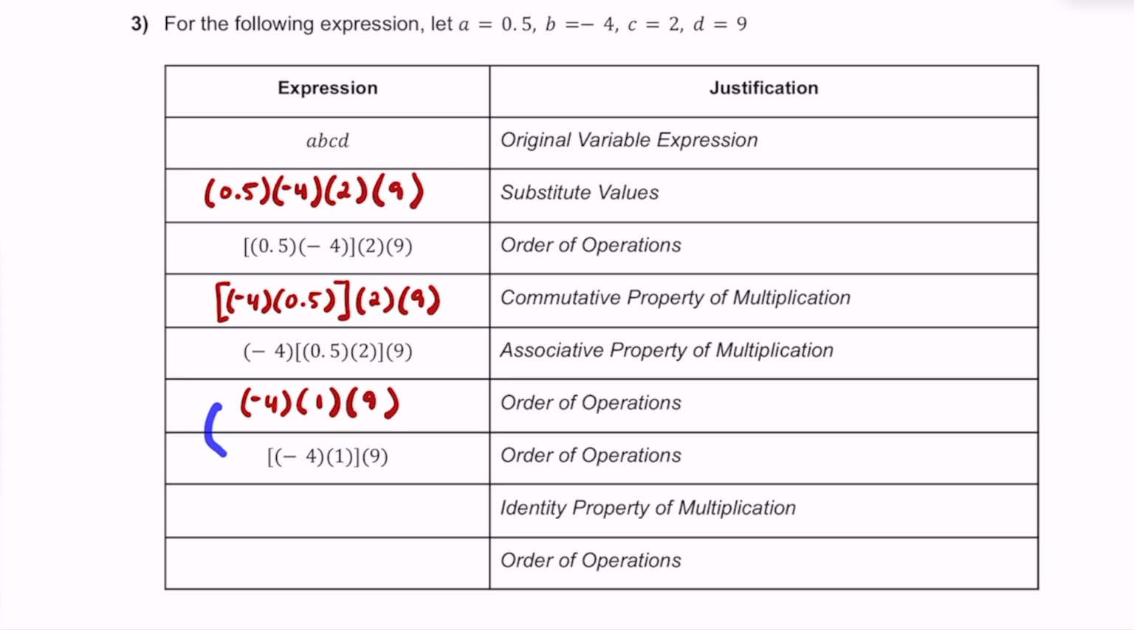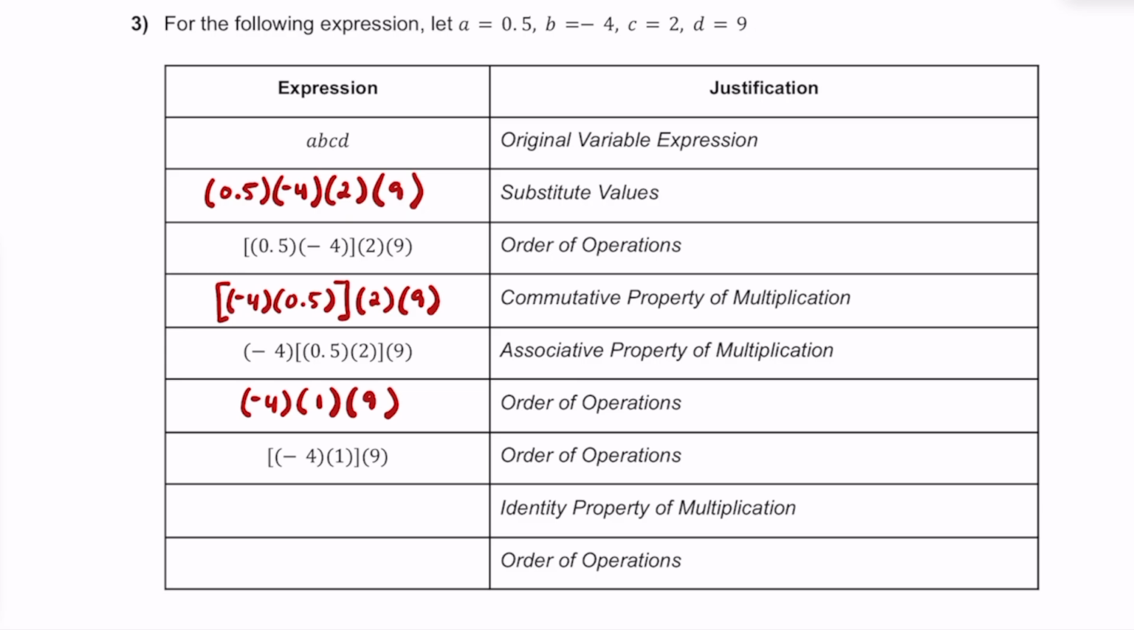How do we get from this step to this step? It looks like the only thing that changed was we insert these brackets here. They weren't there before, so that's the order of operations. That's fine. The next justification says identity property of multiplication. So we have to be multiplying by something and staying the same, which hopefully makes sense.